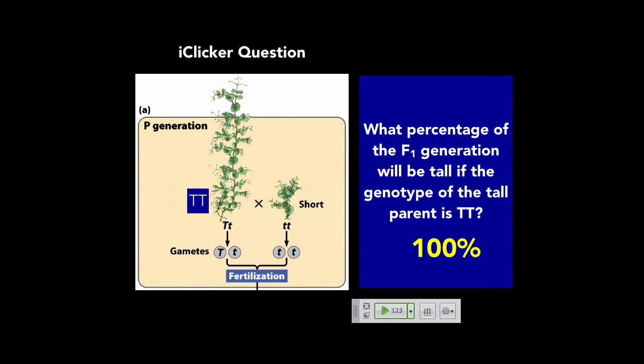So it's a test cross because we got an individual, this tall plant. We don't know if it's homozygous dominant or heterozygous. We make a cross against an individual whose phenotype tells you what the genotype is. So the genotype is known, and then you look at the outcome. And in this case, if 100% were tall plants, then that means all the progeny are heterozygotes.